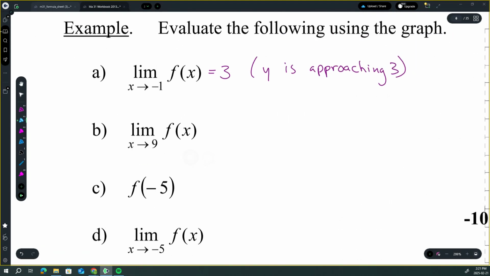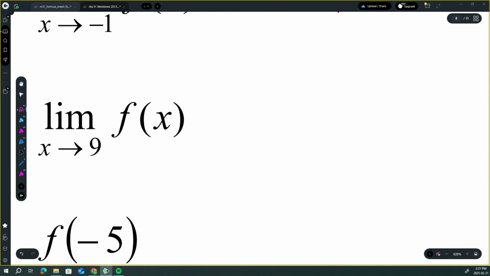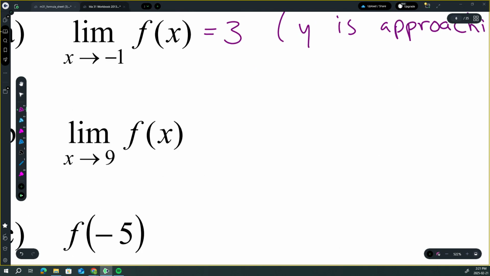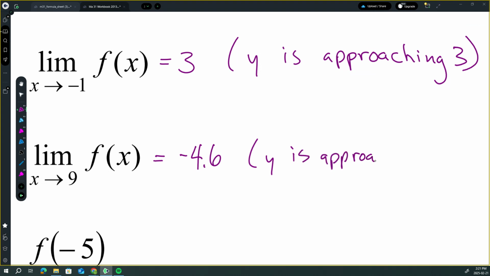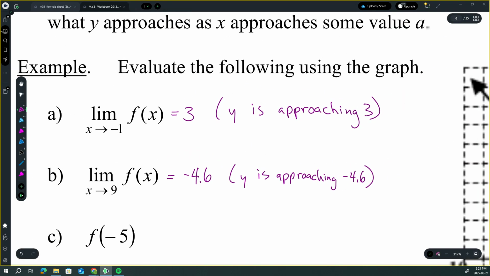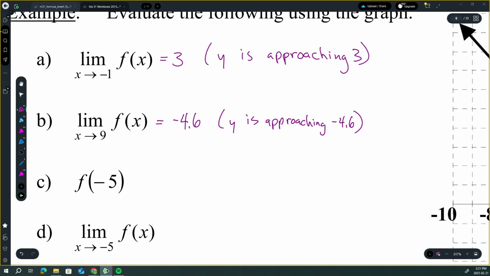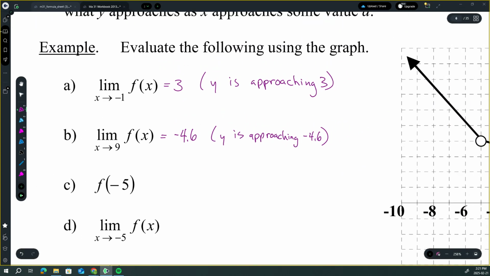If you wrote -4.5 on an exam for a question like this, I'd still mark it right. There is a little bit of wiggle room with the graphs here. So if you're just a teeny tiny bit off with a graph, that's okay. So this is just saying y is approaching -4.6.